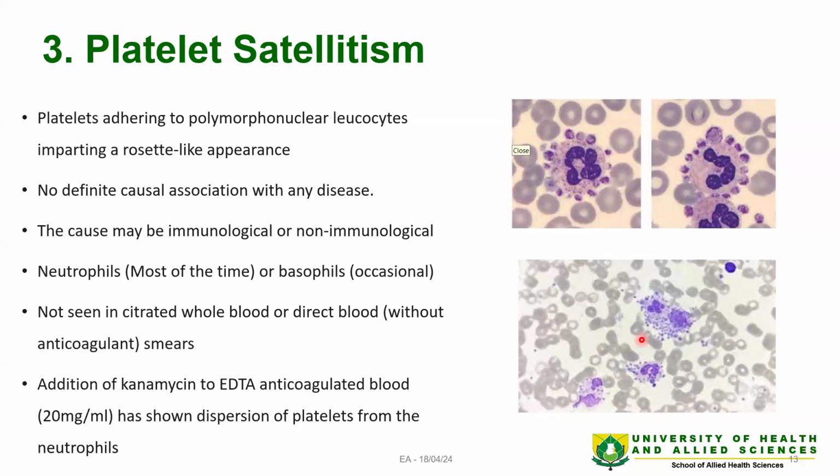So platelet satellitism is a phenomenon in which you have platelets usually surrounding neutrophils and in some cases basophils in the blood film. So what it simply means is that if you have platelets surrounding a neutrophil like we see in this picture, or a basophil, these platelets will not be available for counting. They will not be available for counting.